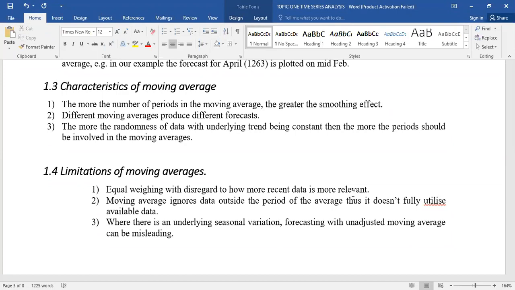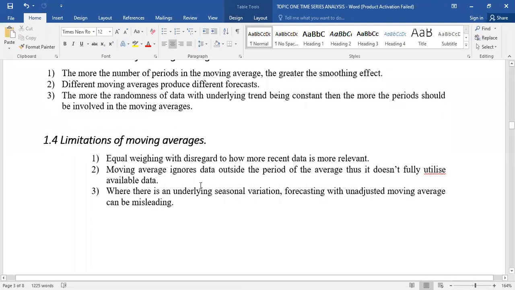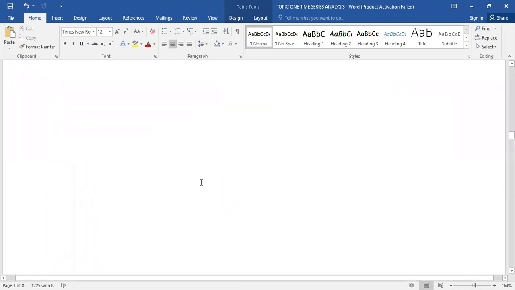And then lastly, where there is an underlying seasonal variation, forecasting with an adjusted moving average can be misleading. Exactly. That's what I mean: if we don't take into consideration the effects and we hold everything else constant, then whatever the outcome will also be misleading because we ignored the reality.